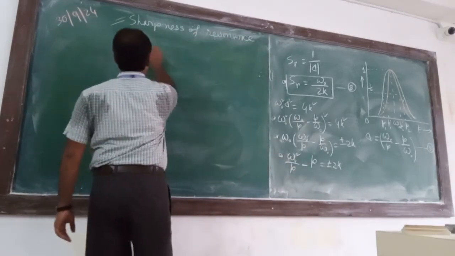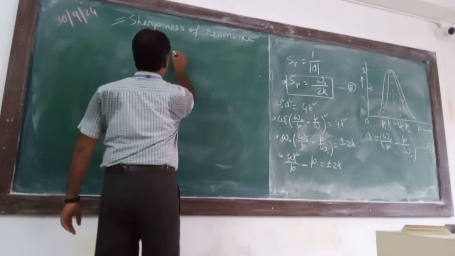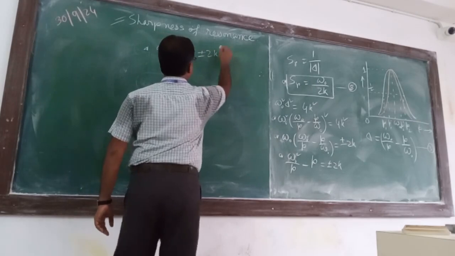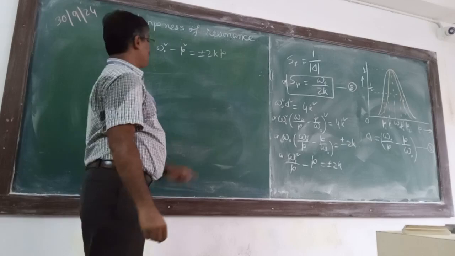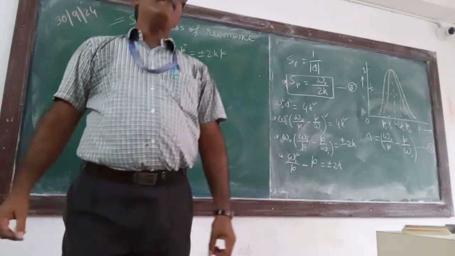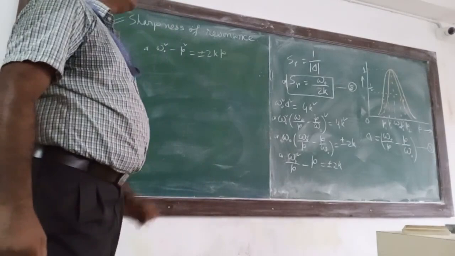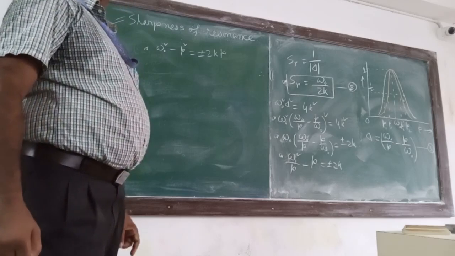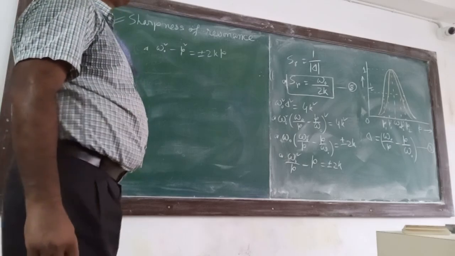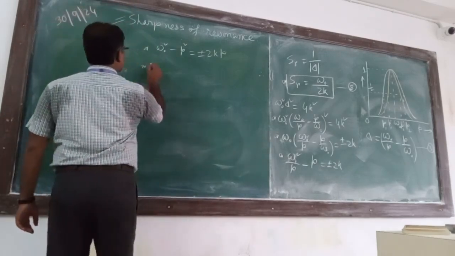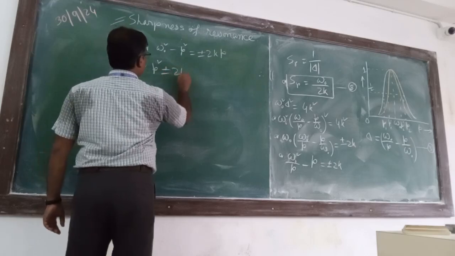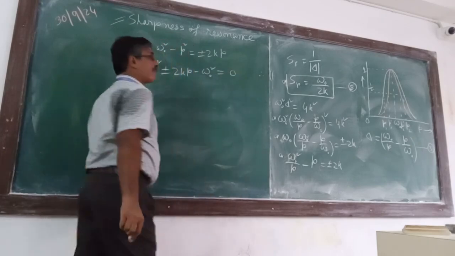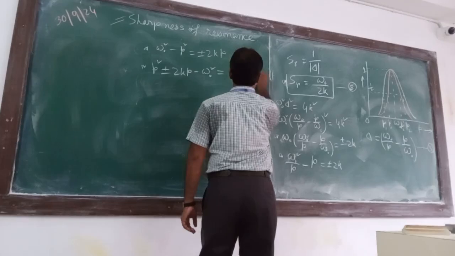Or omega naught square minus p square equals to plus minus 2kp, P is the LCM. Or p square plus minus 2kp minus omega naught square equals to 0. Equation number 9.